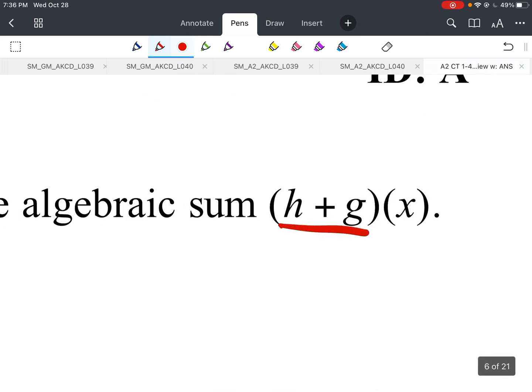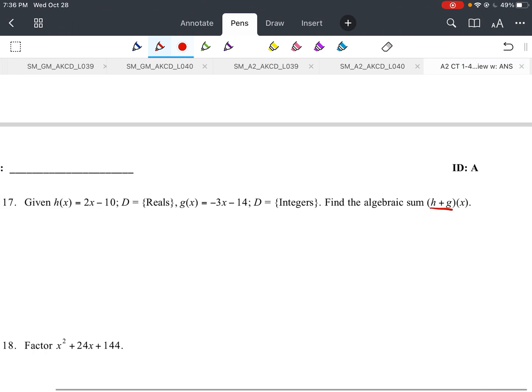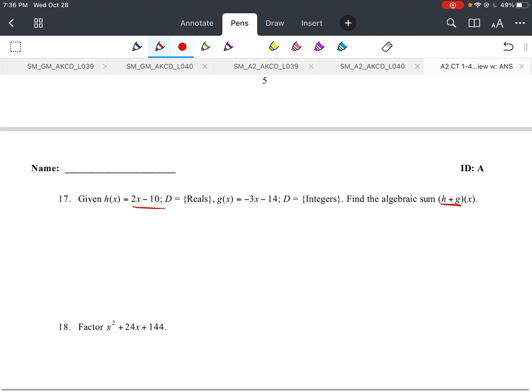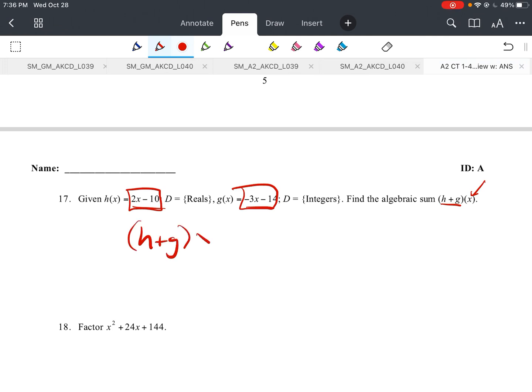Again, h and g put together. That's h plus g. That just means add the two things together. So add this one and this one. If they want x, they didn't give me a specific thing to plug in. That means they just want me to add the two things together. So h plus g of x is simply notation. Do not touch it. This doesn't mean subtract h from both sides. Do not do that, please. This is notation, so leave it alone. Now do what it tells you. It tells me to add h and g together.